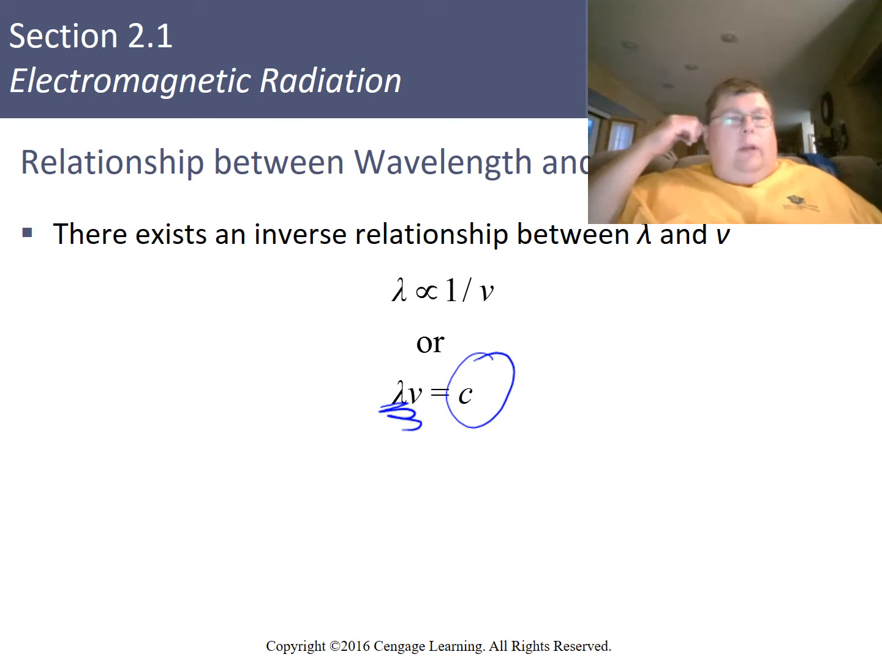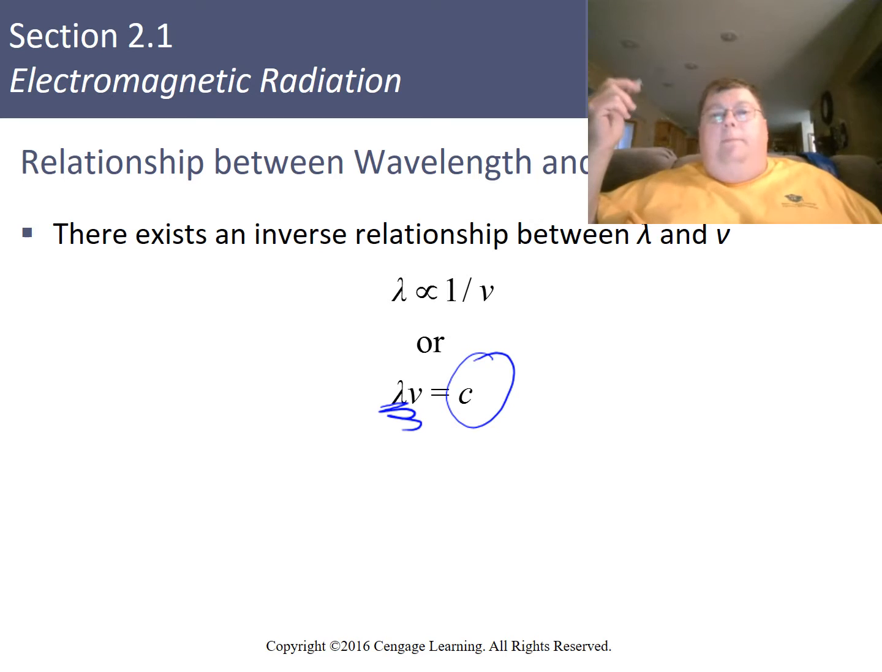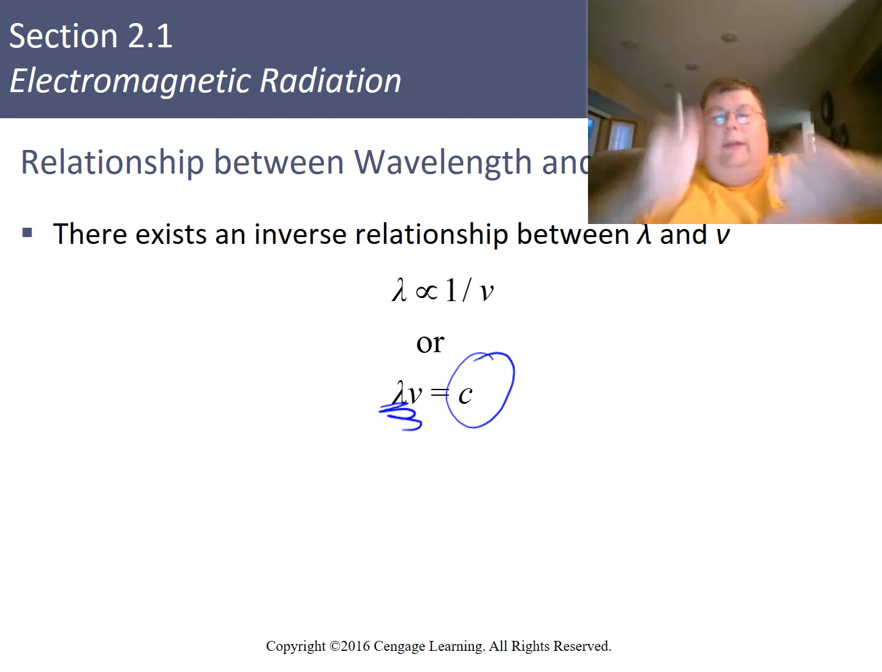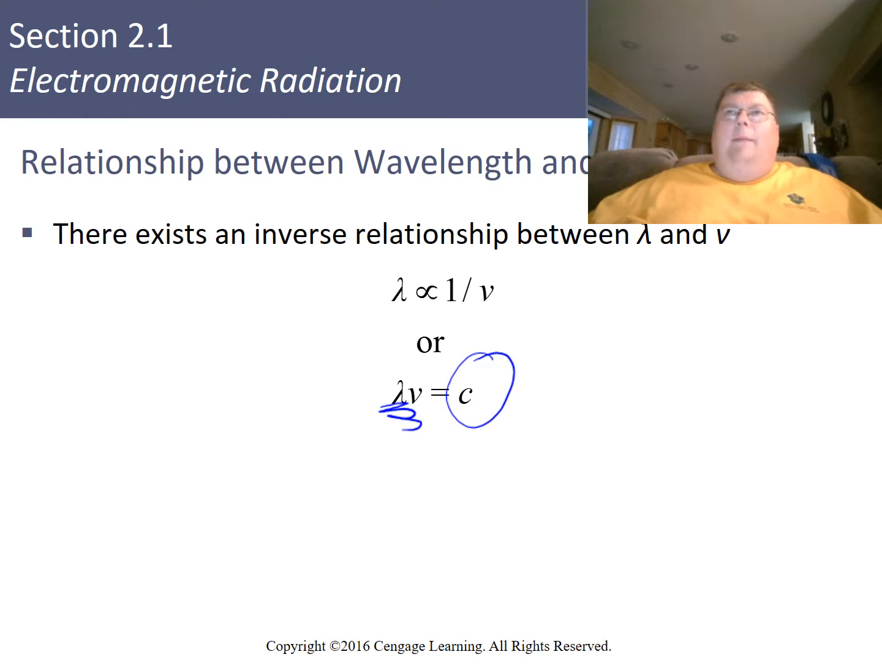Now, the relationship between wavelength and frequency is an inverse one, okay? In other words, as one goes up, the other must go down. So frequency is proportional to 1 over wavelength. And if you think about it, wavelength is a length, and frequency is number of waves per second, or inverse seconds. If you multiply wavelength and frequency together, you get a speed, and that is the speed of light. So lambda nu is equal to c.